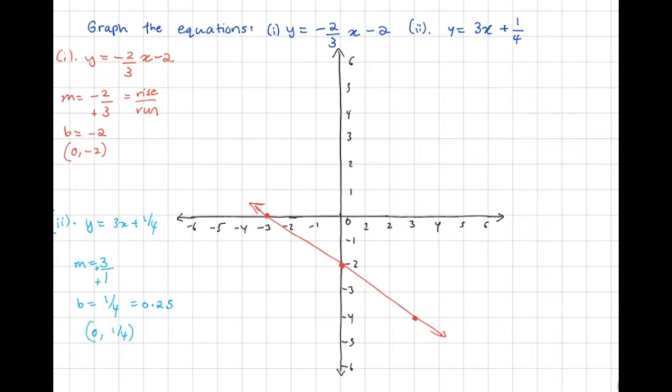So I'm going to plot the y-intercept first. 0 and 1/4 is approximately, let's say, here. So it's 0.25. Now this is a little bit trickier because we have a decimal involved. We can see that the slope here is 1 to the right and then 3 up. So we're going to go 1 to the right and 3 up. If I go 3 up, the idea is that I'm going to add 3 to 0.25, so it's going to end up at 3.25.